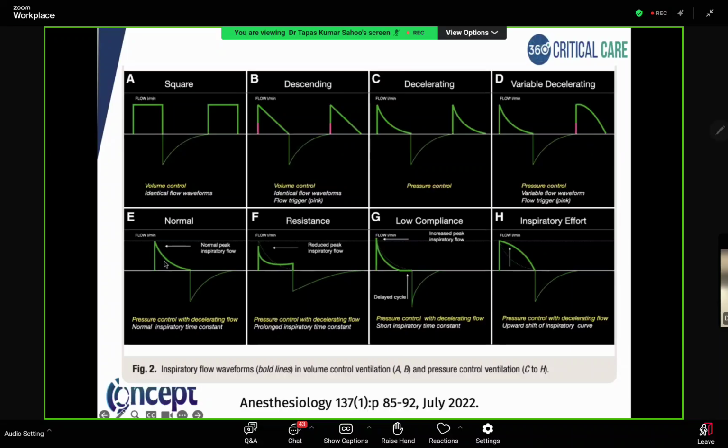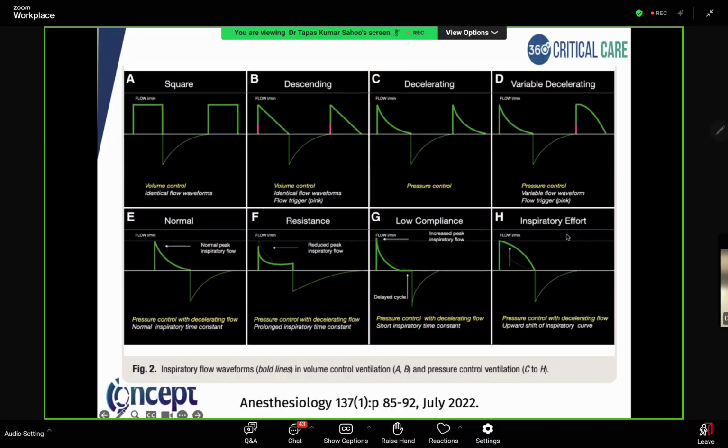Now this is the normal peak inspiratory flow, this is the decelerating flow, normal inspiratory time constant. Here there is reduced peak inspiratory flow, so there is some amount of resistance happening. Okay, pressure control with decelerating flow, prolonged inspiratory time constant. Now low compliance, you can see here the delayed cycling, short inspiratory time constant. Here prolonged, here short. Clear? One is a resistance problem, one is a compliance problem.